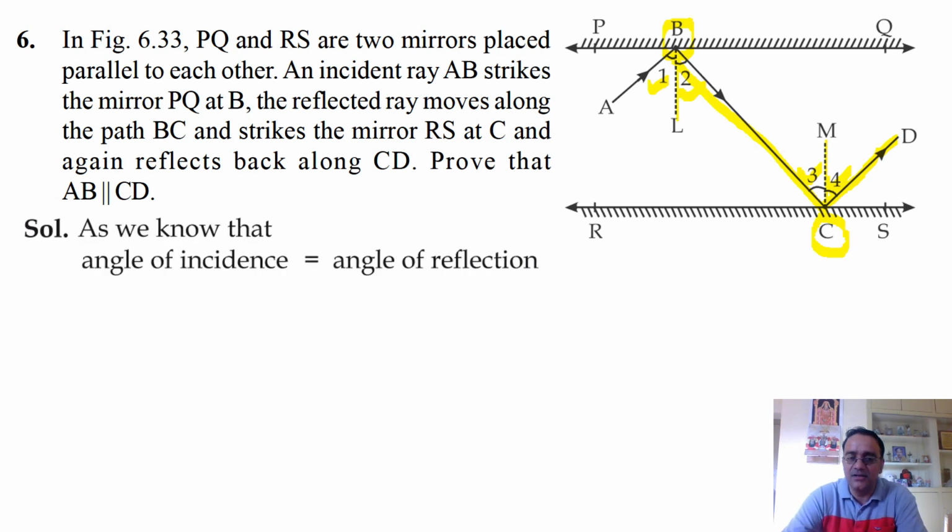As we know that the angle of incidence is equal to the angle of reflection by the laws of reflection. So angle 1 and angle 2 are both equal, and angle 3 is equal to angle 4. Let it be equation number 1. Okay, so let me erase this a little.